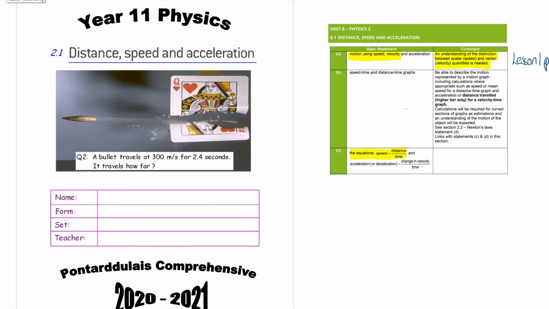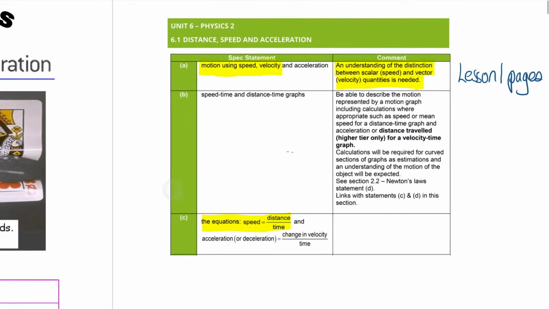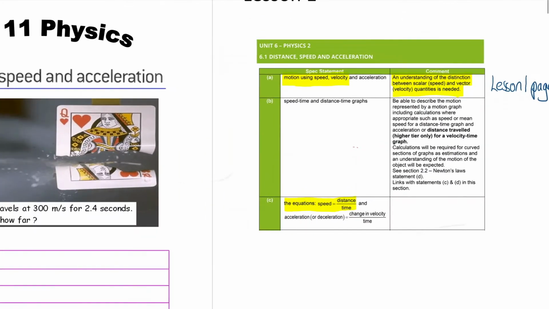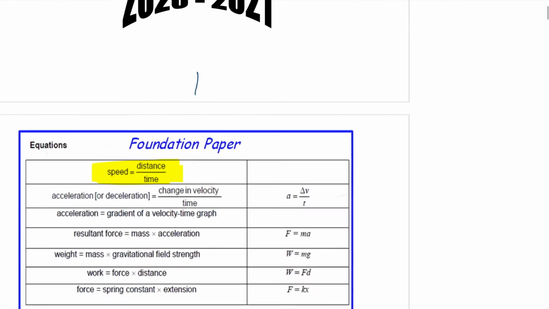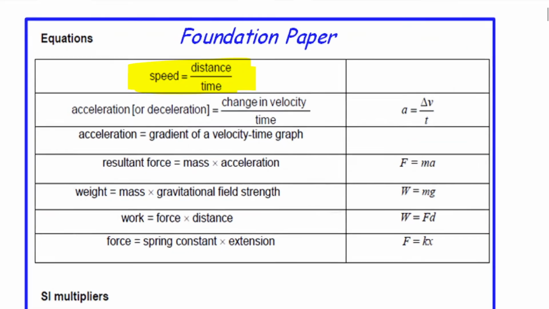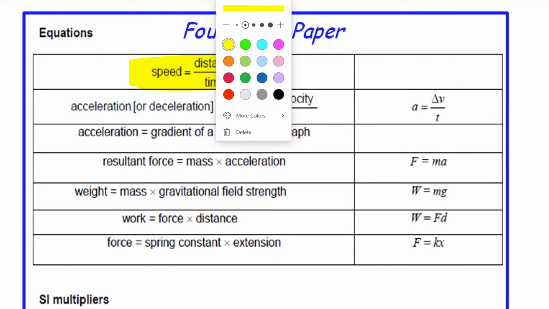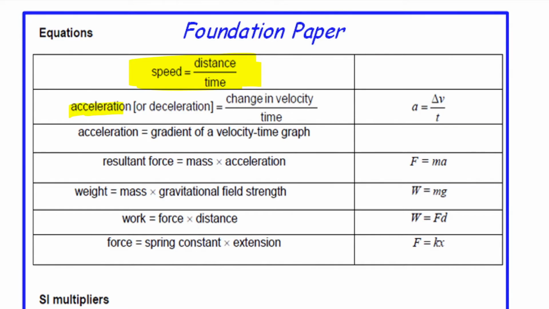Hello and welcome back. This is lesson 2 of year 11 physics, unit on distance, speed and acceleration. Very quick recap. Lesson 1, we learnt how to calculate speed and the difference between speed and velocity. Remember, we use that equation highlighted, and in today's lesson, the equation we're going to be using, I'll highlight it in yellow again, is acceleration or deceleration.